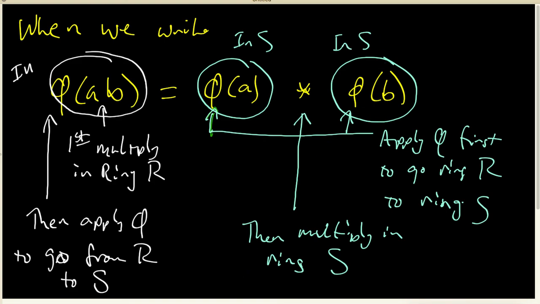And again, what this equal sign is saying is that it doesn't matter if we first do the multiplication inside ring R and then do the function, or if we apply the function first and then multiply inside ring S, those two operations are exactly the same. And that's the definition of a ring homomorphism.